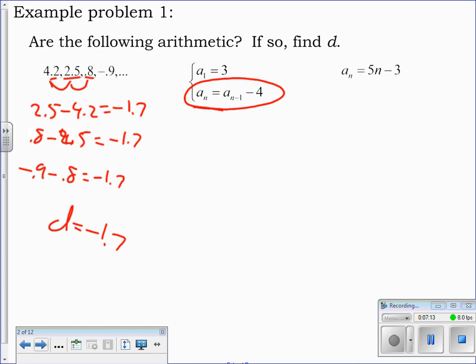So what am I doing to the fourth term to find the fifth term? I'm subtracting 3. What am I doing to the 20th term to find the 21st term? Subtracting 3. What am I doing to the 145th term to find the 146th term? Subtracting 3. If I'm adding or subtracting the same thing every time, it's arithmetic, and the thing that I'm subtracting or adding is my D. If all I'm doing in a recursive formula is adding or subtracting, that's my D, that's my difference.